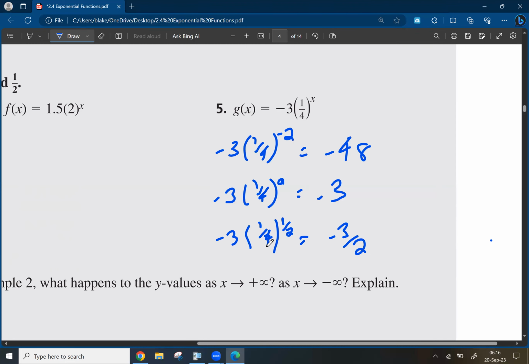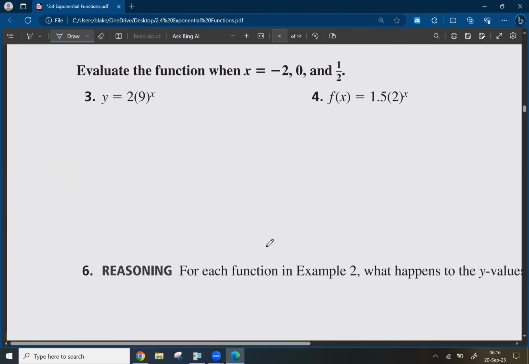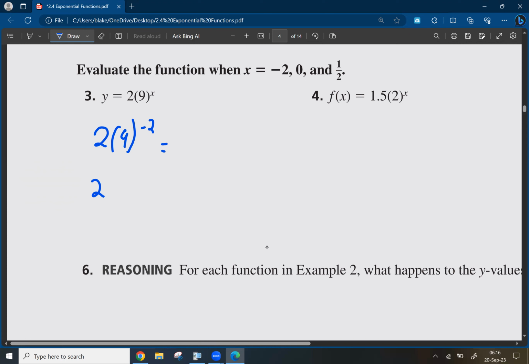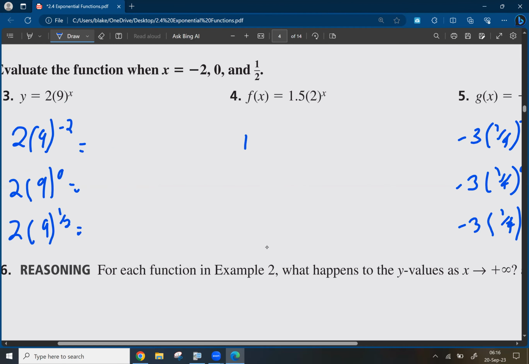All right. So it's the same thing with these other ones. We probably did these ones in class, so make sure you've answered them from class. But of course, we'll have 2 times 9 to the negative 2 power, 2 times 9 to the 0 power, 2 times 9 to the 1 half power. And then even this one, 1.5 times 2 to the negative 2 power, 1.5 times 2 to the 0 power, 1.5 times 2 to the 1 half power.